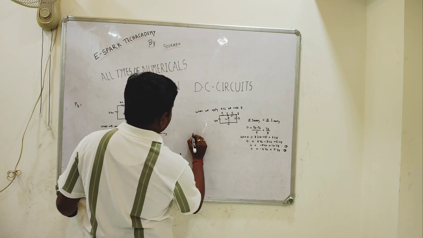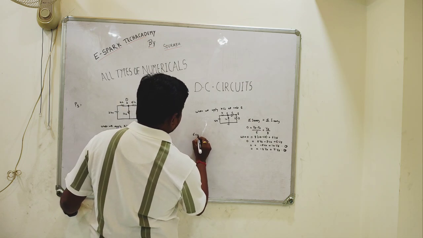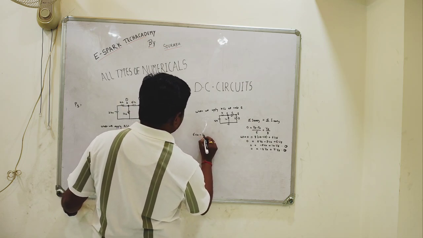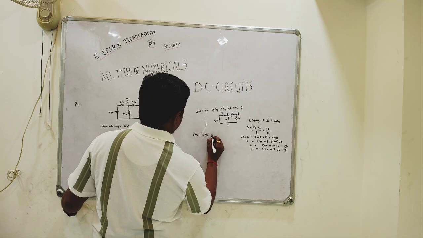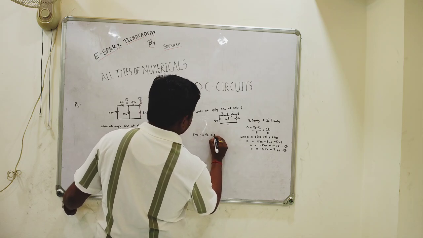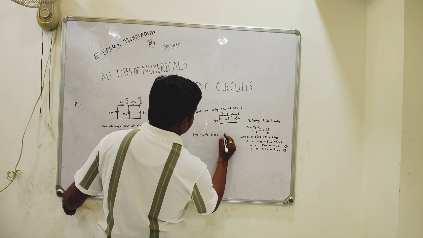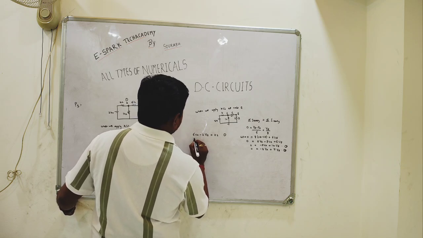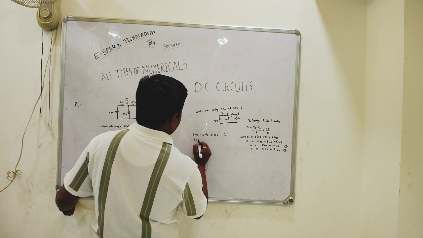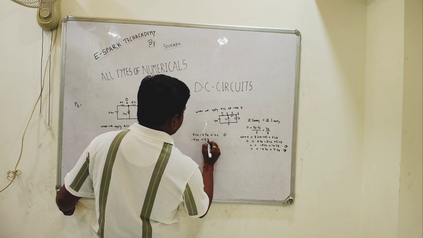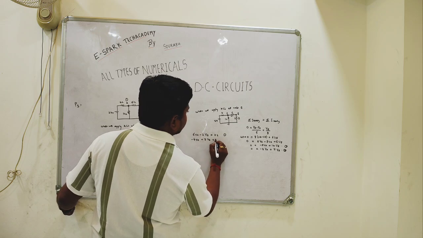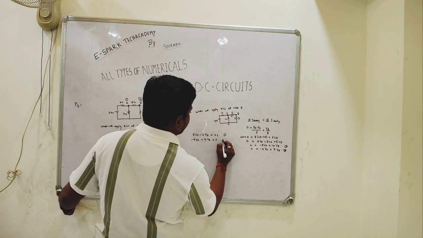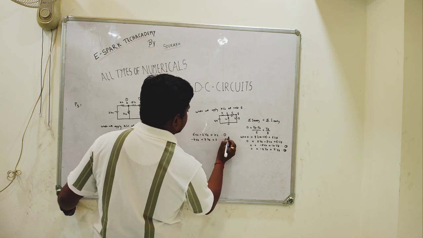The first equation is 6 VA minus 2 VB is equal to 72. This is the first equation, and the second is minus 4 VA plus 7 VB equal to 0. This is the second equation, this is the first equation.